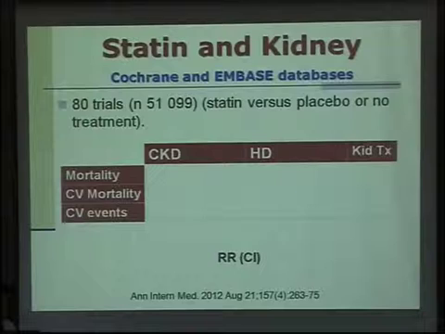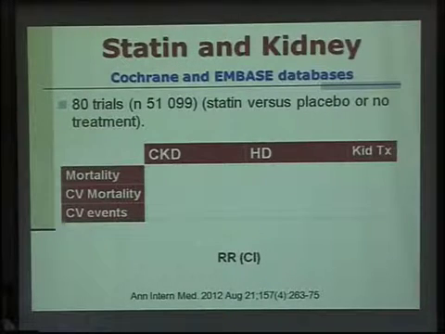Now we'll shift to statin. Do you recommend the use of statin to treat our patients, chronic kidney disease patients? Yes or no? Dr. Yasser? Yes, in CKD, yes. Dialysis, no. Okay. Who agrees with Dr. Yasser? I agree with him.